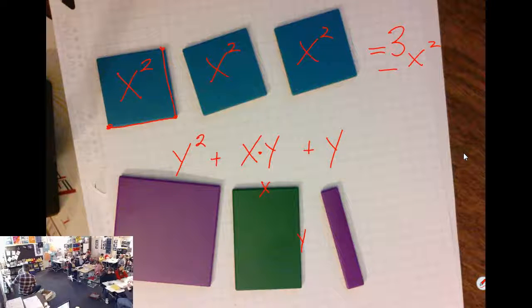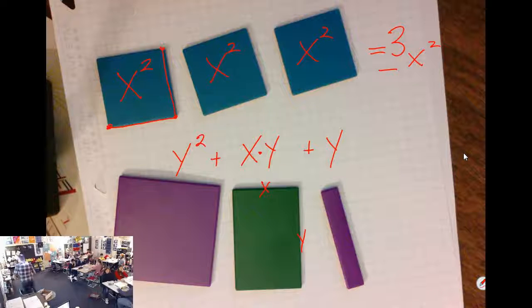X squared compared to y squared, even though they're both squares and they're both variable squares, x and y could be the same, but we don't know what they are, so we cannot put them together. An x squared and an xy, again, not the same size, right? Can't put them together. So when we first start talking about like terms, if we want to visualize it, it is the same tile.